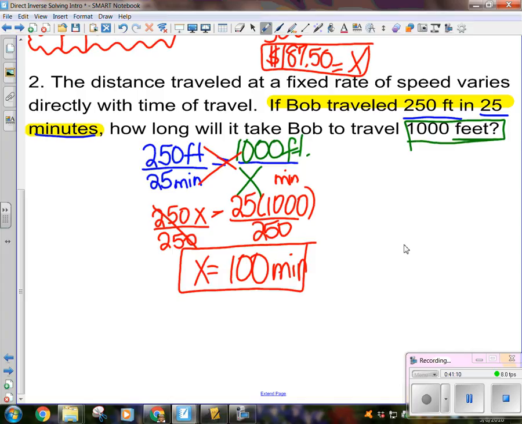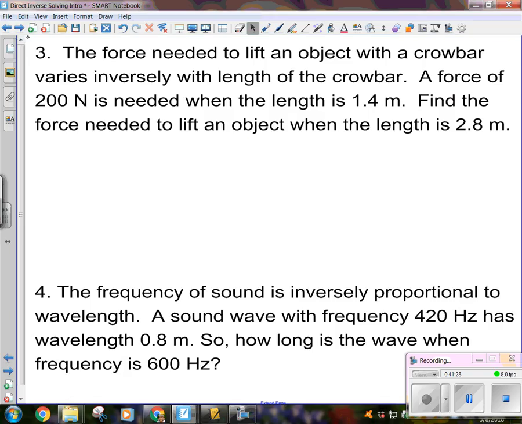100? Y'all say 100? Is 100 four times more than 25? And that works that way. If you double one thing, you're going to double the other. If one's 4 times bigger, then the other one's also 4 times bigger. It does work that way with direct. All right, the next two are inverse.